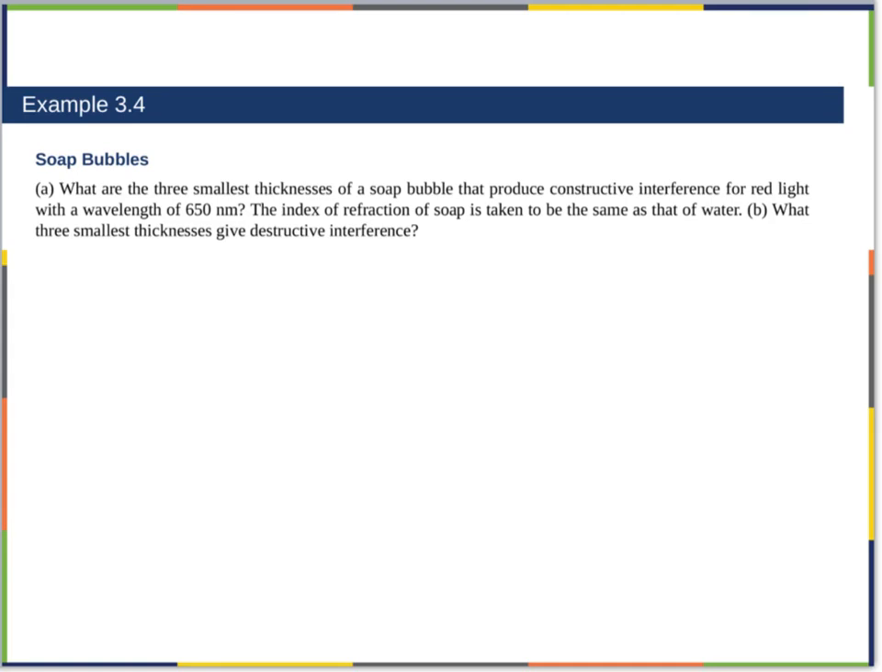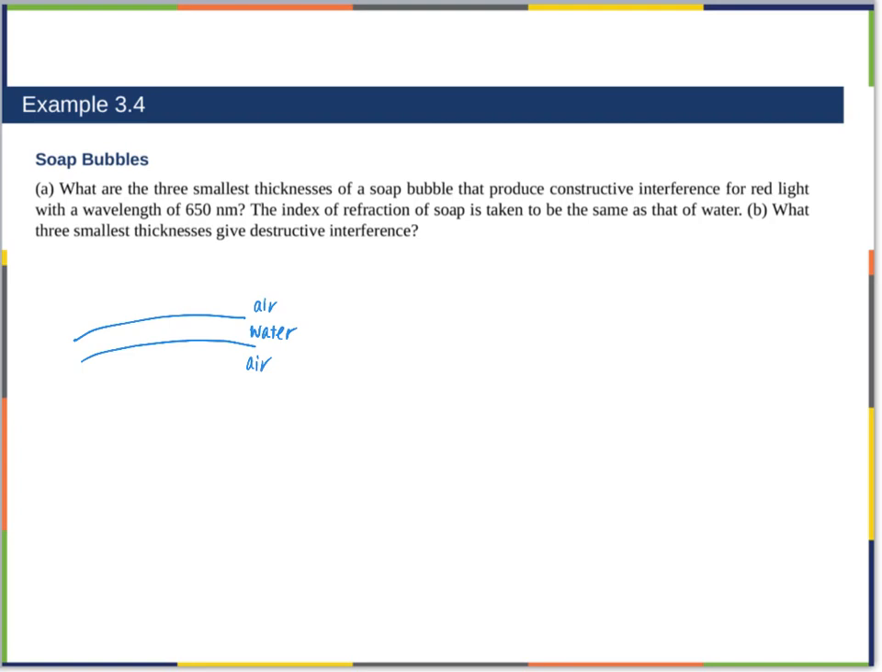Okay, so the idea is they're asking what are the three smallest thicknesses of a soap bubble that produce constructive interference for red light with a wavelength of 650 nanometers. All right, so let's think about the soap bubble again. A soap bubble is essentially a layer of water with air on either side.